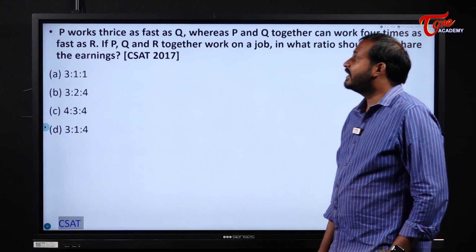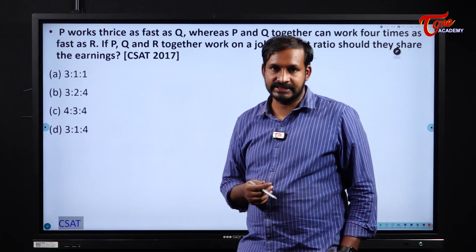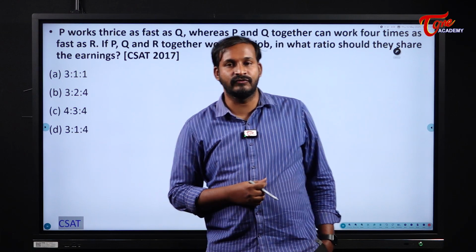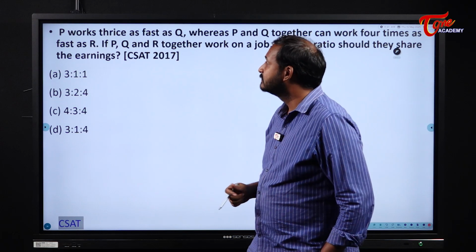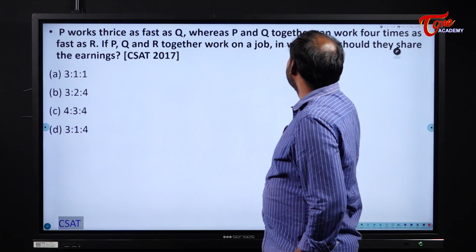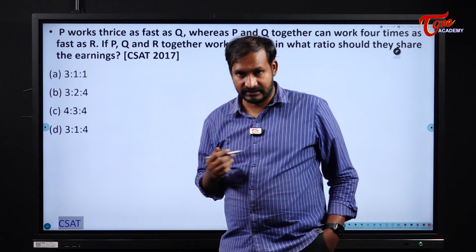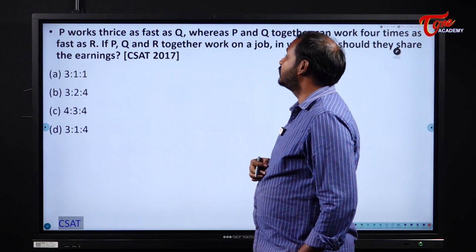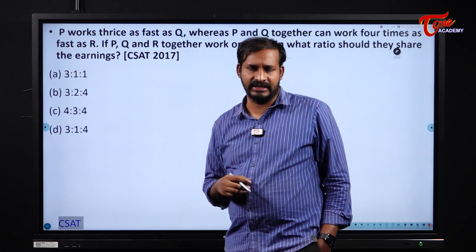Simple one. P works thrice as fast as Q. What does it tell us? If I assume efficiency of Q is 1, P's efficiency will become how much? 3. That is the case, right? Next, P and Q together can work 4 times as fast as R. If P, Q and R together work on a job, in what ratio should they share the earnings?